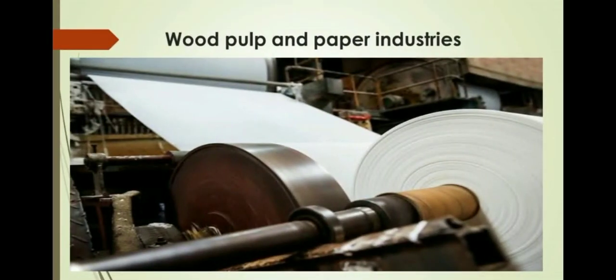Wood pulp and paper industries. About 50% of the world's wood pulp and newsprint is produced by North America. Canada is the largest producer and exporter of all kinds of paper in the world. Paper industries are particularly concentrated in Ontario and Canada.